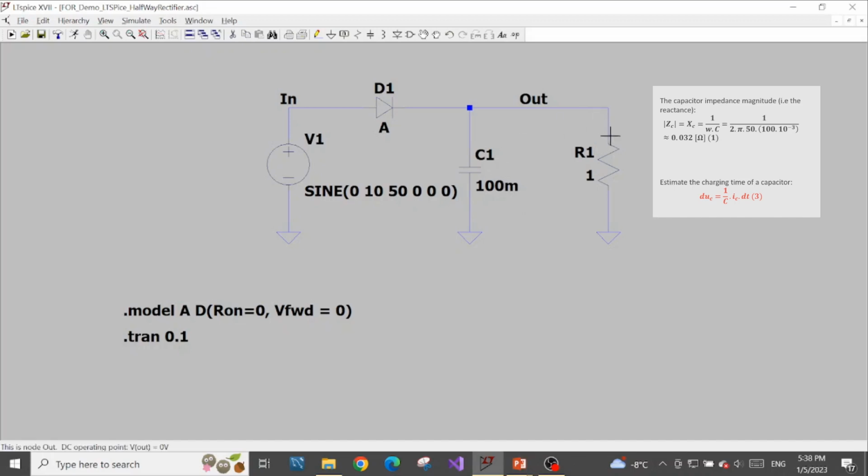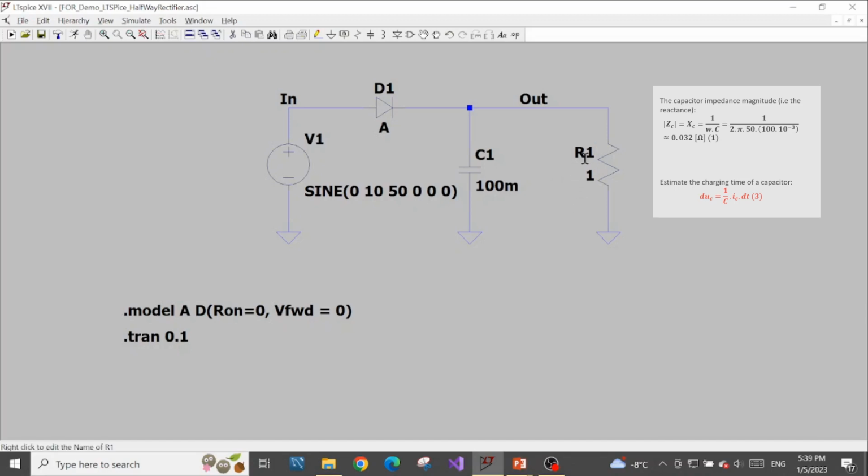If we choose our load with a resistance very big compared to the reactance of the capacitance, then in the charging state, the current going through our capacitance will be very big, because the current will choose which component has smaller resistance, smaller reactance. If the load has a resistance comparable to 0.03, that's why we can see the ripple.